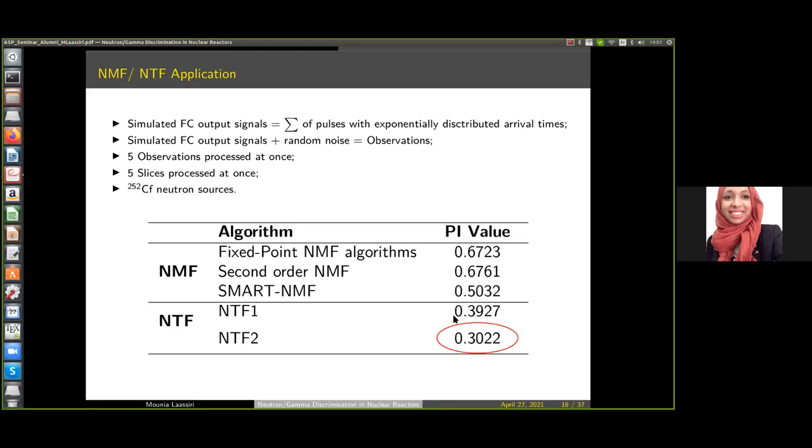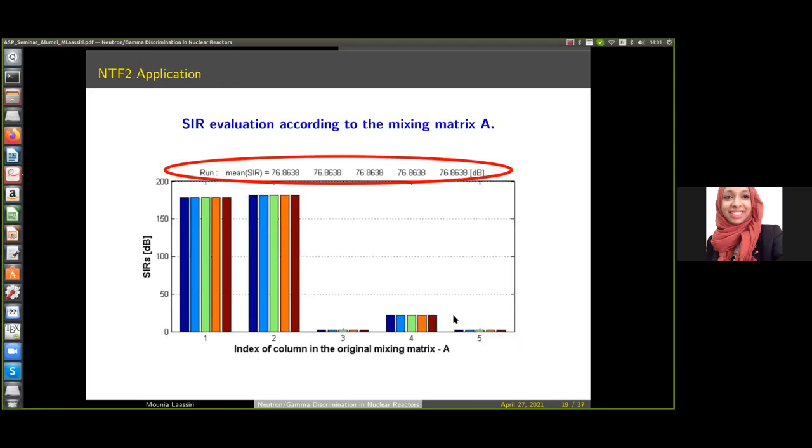In order to evaluate the effectiveness of this algorithm, we plot here the signal-to-interference ratio, SIR, of individual columns of the estimated mixing matrix. This plot shows that two independent components, ICs, are dominant, the first one and the second one, since their SIR values are very high. These two sources might correspond to neutron and gamma-ray particles. And also here, the obtained mean SIR is very high, as you can see.